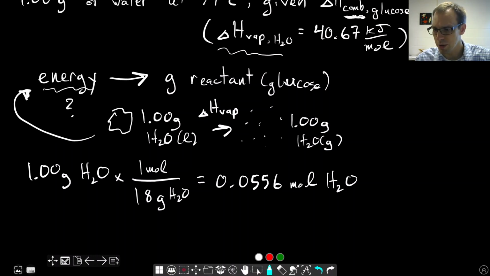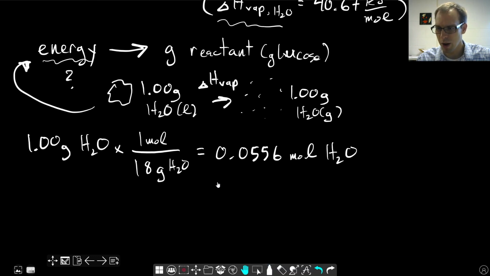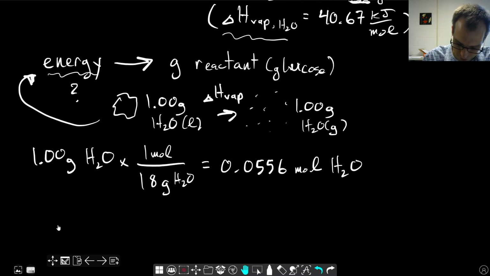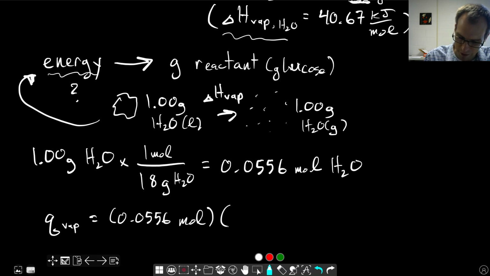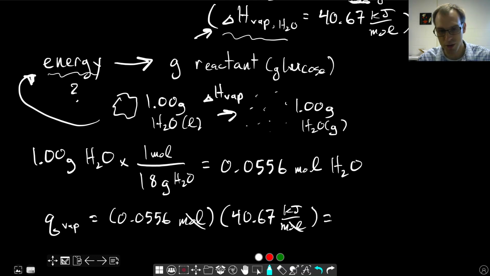So now that we know how many moles, the question is how much energy does it take to evaporate that many moles of H2O? So that'll be Q. Q for our vaporization is going to be equal to our number of moles, 0.0556 moles, times our enthalpy of vaporization. So we're just taking that from up here. So that's 40.67 kilojoules per mole. Our moles are going to cancel, and we'll get a unit of energy, kilojoules, at the end.